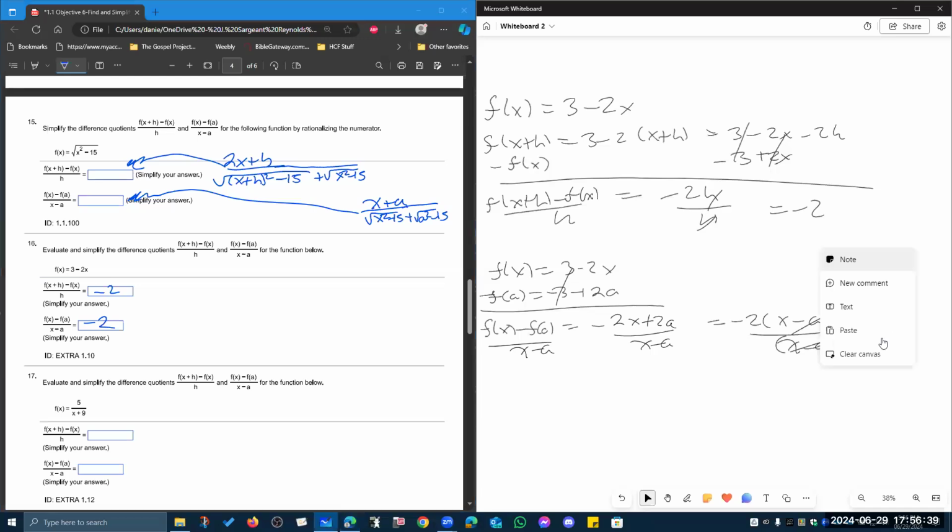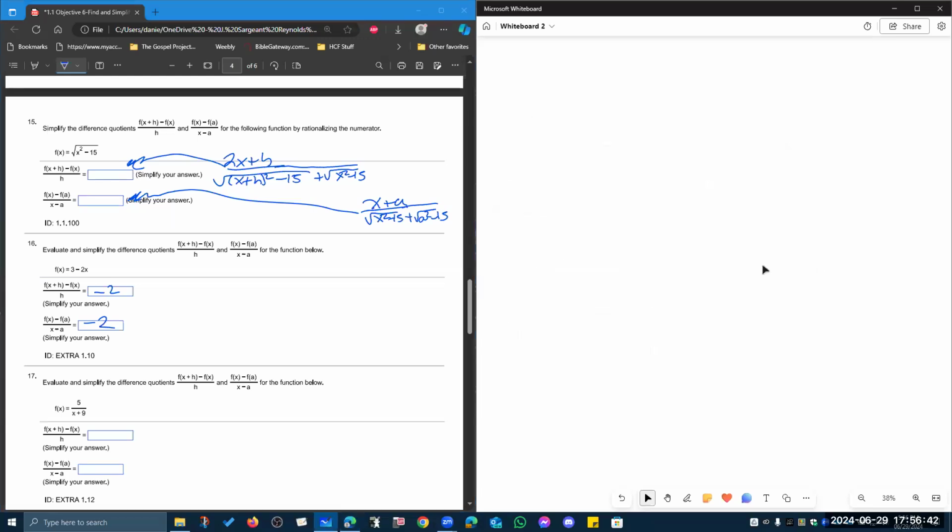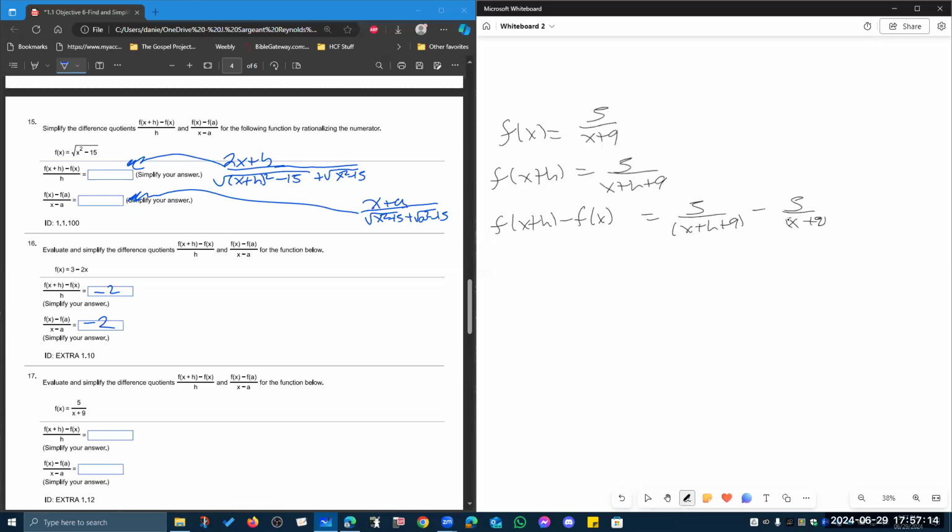All right, last problem coming your way right now is f of x is equal to 5 over x plus 9. And again, we're going to do it two different ways. So f of x plus h equals 5 over x plus h plus 9. And f of x plus h minus f of x is 5 over x plus h plus 9 minus 5 over x plus 9. And we need to make a common denominator.